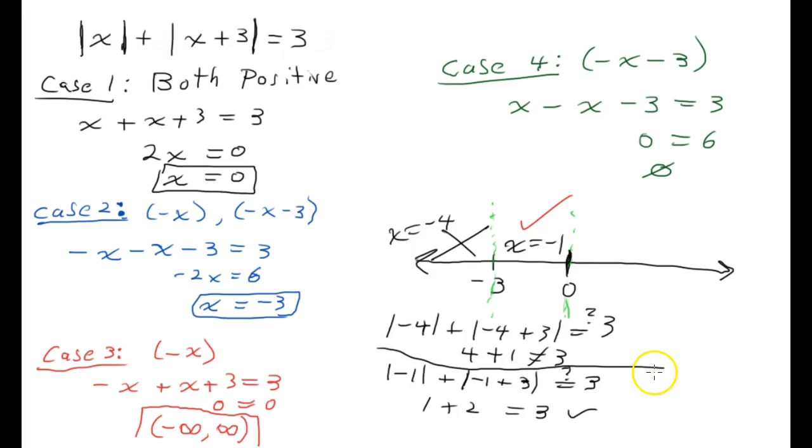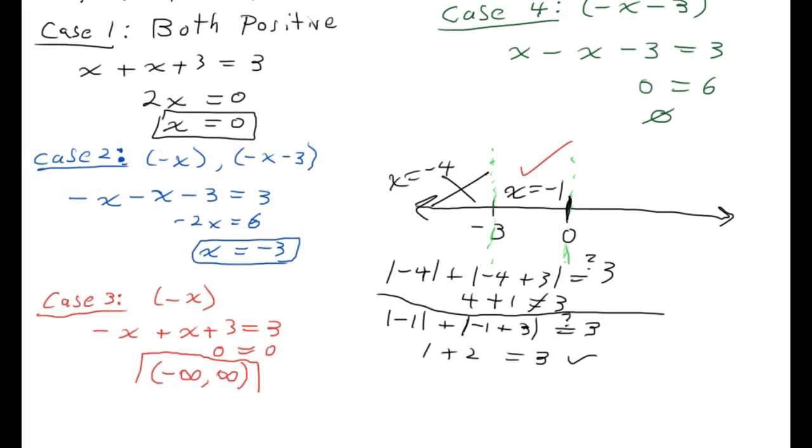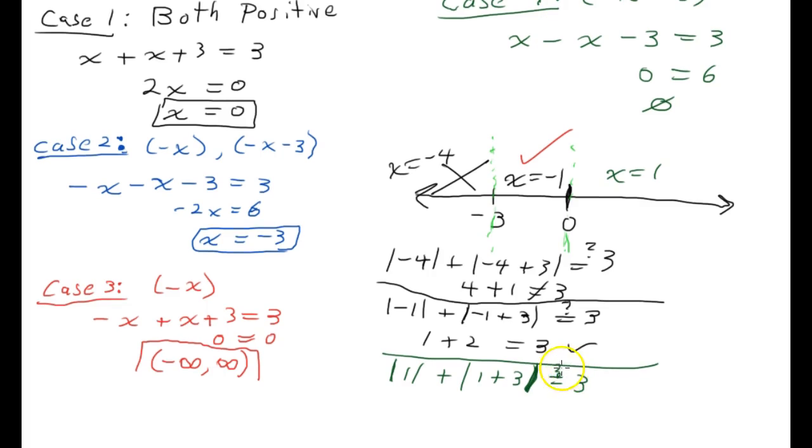Let's check one more. Let's check a positive one. I don't think it's going to work, but let's check it out. We'll say positive 1, x equals 1. We'll put in a 1. That's the absolute value of 1 plus the absolute value of 1 plus 3. Does that equal 3? I put a question mark saying, does it equal that? We have 1 plus 4, which is not equal to 3. So this does not work either, this region.